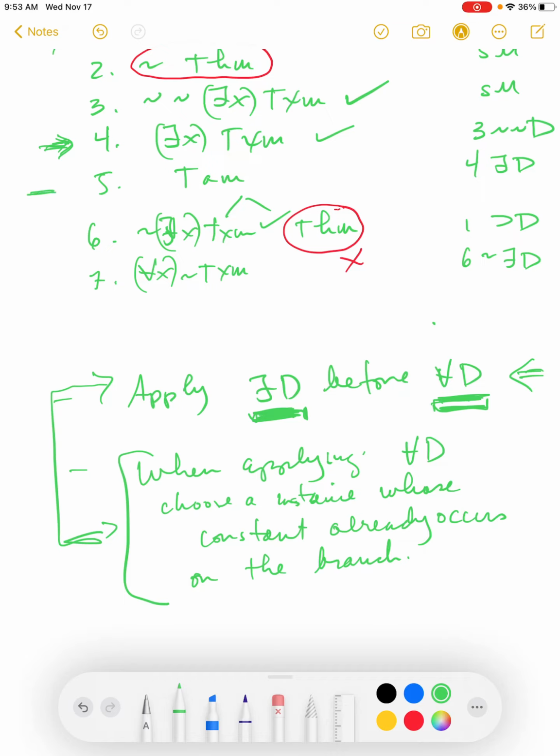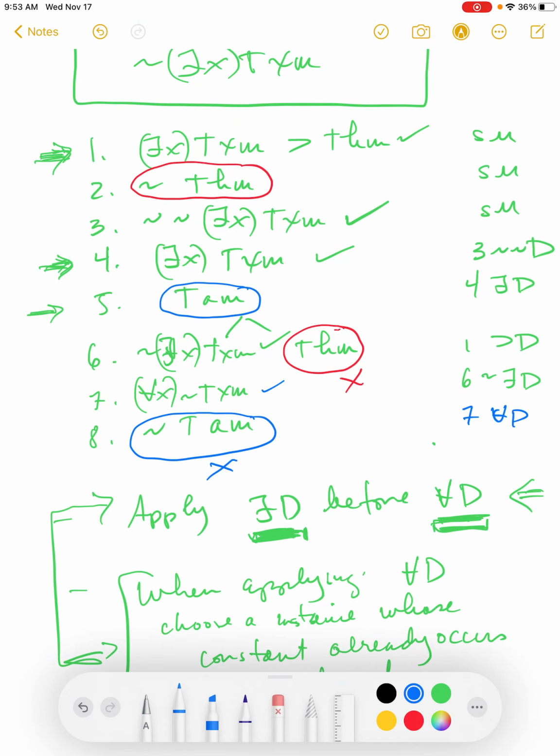Well, look at line number 5. I've got that A can trap Moriarty. So if I write down the instance using A as my instantiating constant, it's not the case that A can trap Moriarty. That's a negation sign. Sorry about that. Then I've got on line 8, A cannot trap Moriarty. And on line 5, I have A can trap Moriarty. So that closes. And that, by the way, line 8 I got from line 7 by universal decomposition, which I do not check. Okay? So the tree closes.